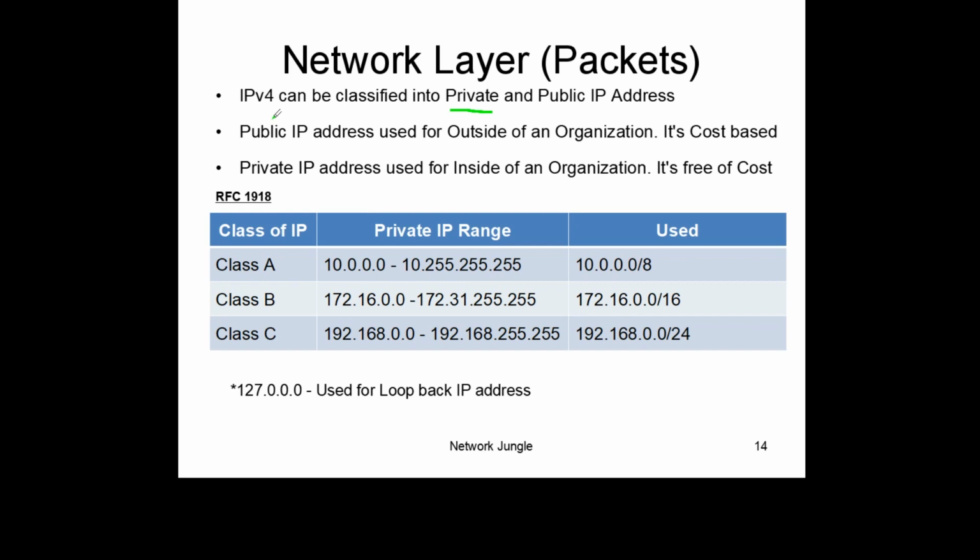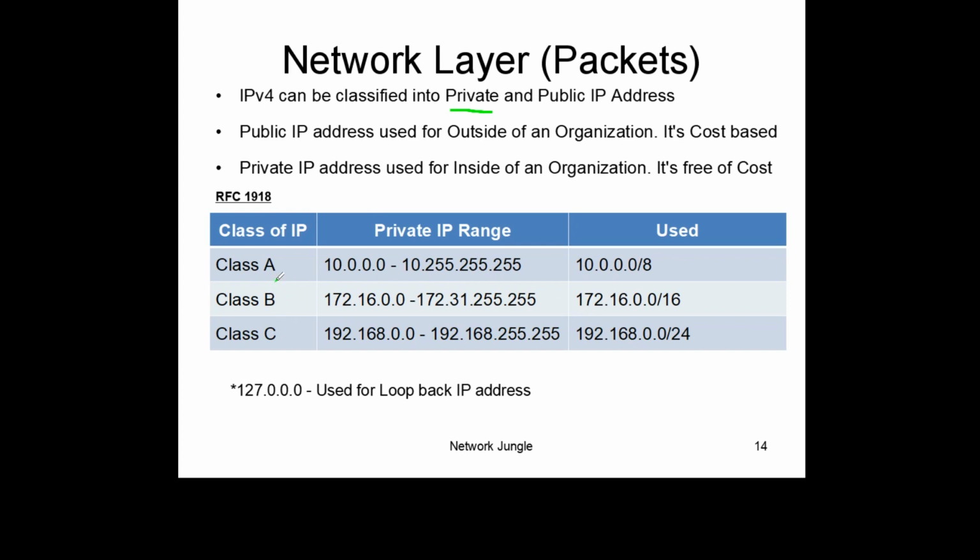Next, IPv4 can be classified into private IP and public IP addresses. Public IP addresses can be used outside of the organization. It is cost based. Private IP addresses can be used inside of the organization. It is free of cost. Private IP can be classified into 3 classes: class A, class B, and class C.